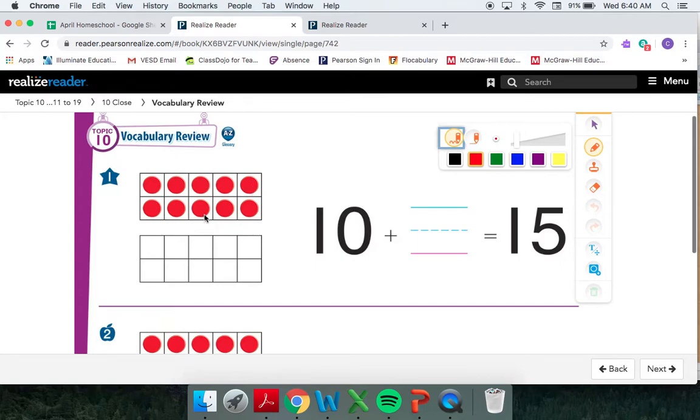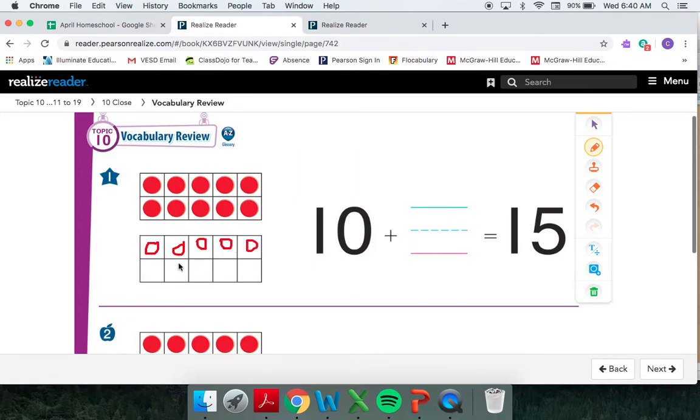So if we have 10 here, we want to ask them how many more do we need to make 15. So what we do in our classroom is we add our counters in and we count as we go. So we say 10, 11, 12, 13, 14, 15.